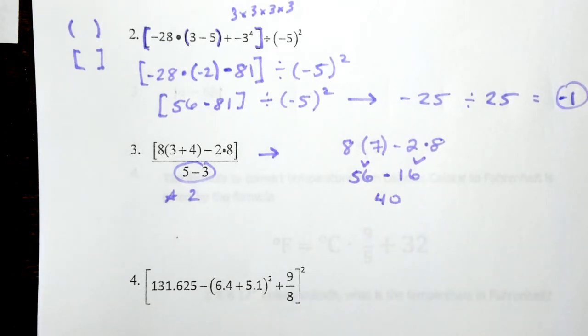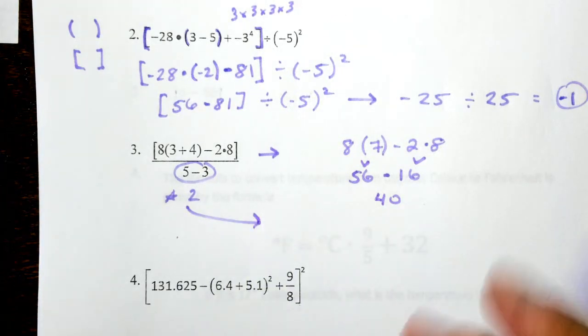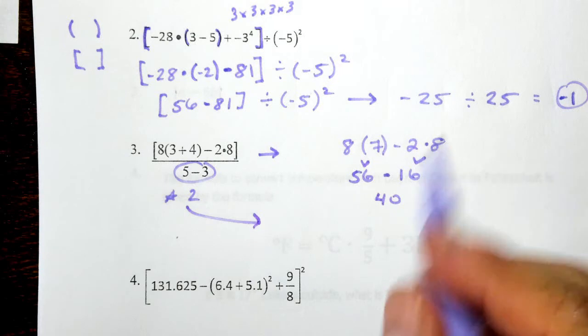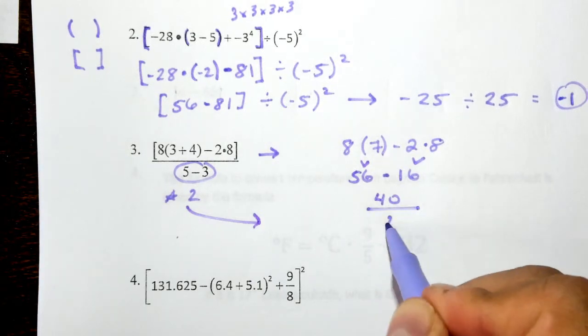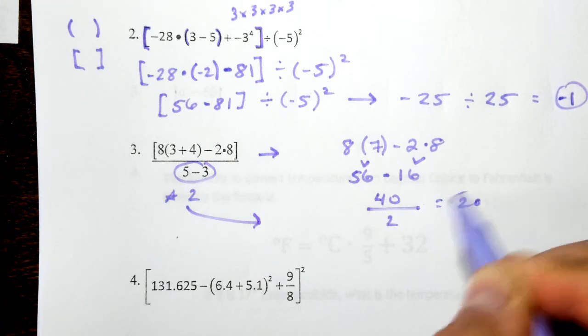Now this is where you have to remember that we have this 2, so this 2 needs to come back. Right? Some people will stop at 40 and get it wrong. It's 40 over 2, which is 40 divided by 2, which is 20. Done.